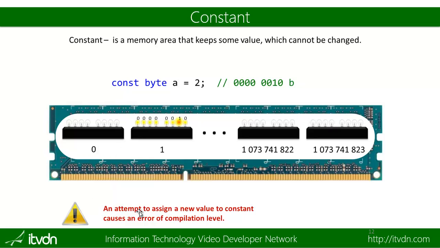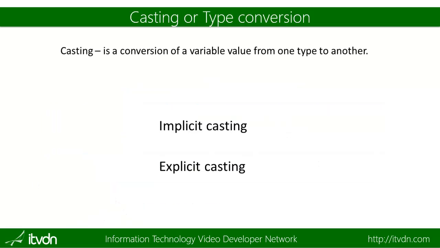An attempt to assign a new value to a constant causes a compilation error. So the compiler will not compile it, and will not change the value of that constant because it's a constant, it's not a variable. That can only be done with variables but not constants. So let's move on to the next slide and see.